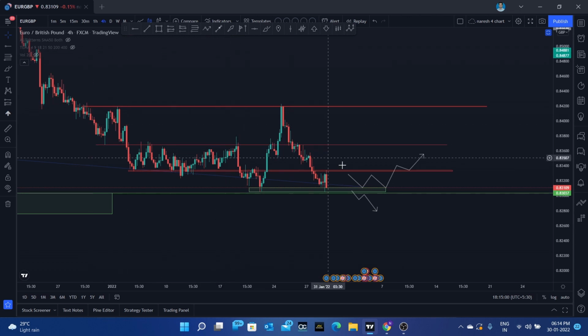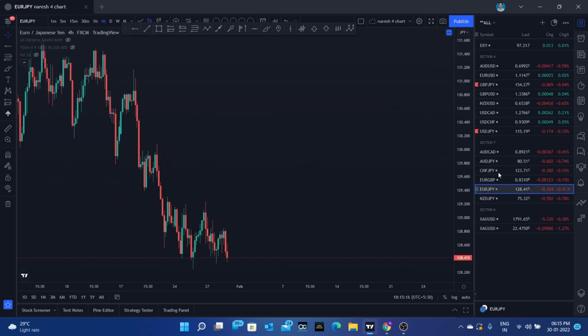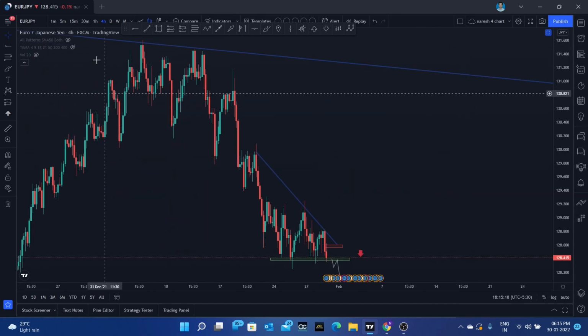But if you really want to take a trade this week, you can go for a long entry if it is breaking this area, and take this as your first target, and this as your second target, guys. So that would be for EUR/GBP. Next would be EUR/JPY, guys.